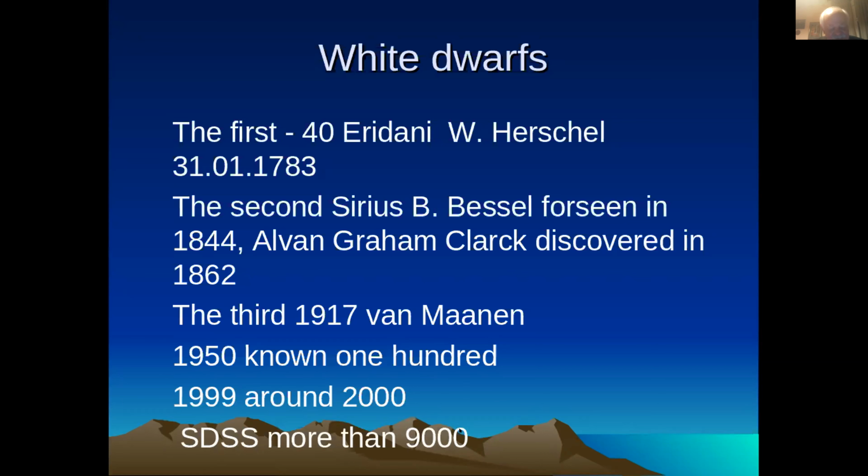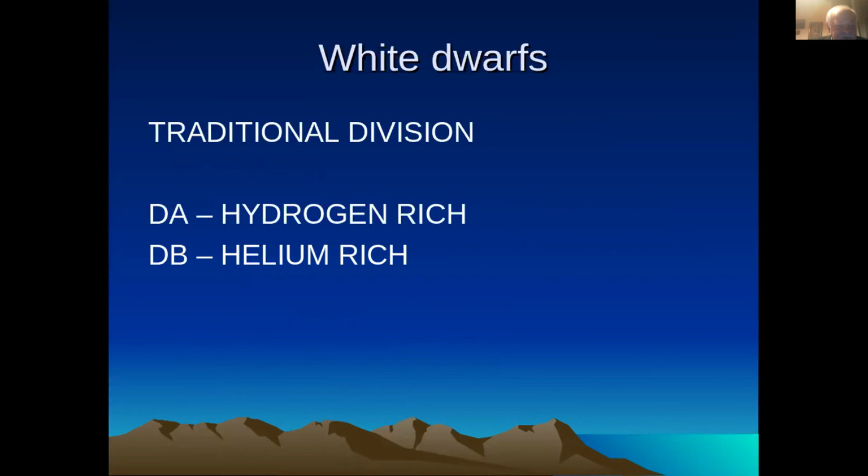So we have a considerable amount of data to study such objects. The traditional division is into hydrogen-rich, denoted as DA, and helium-rich, DB.